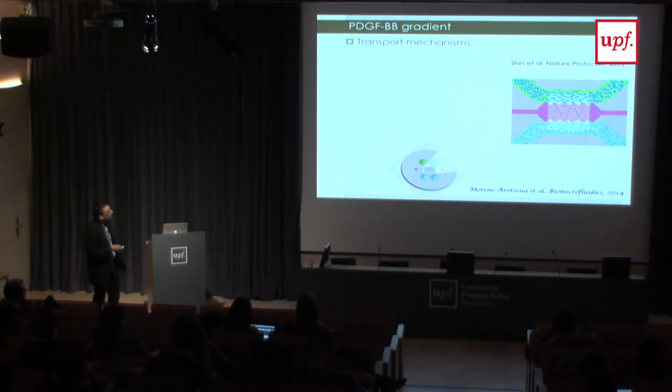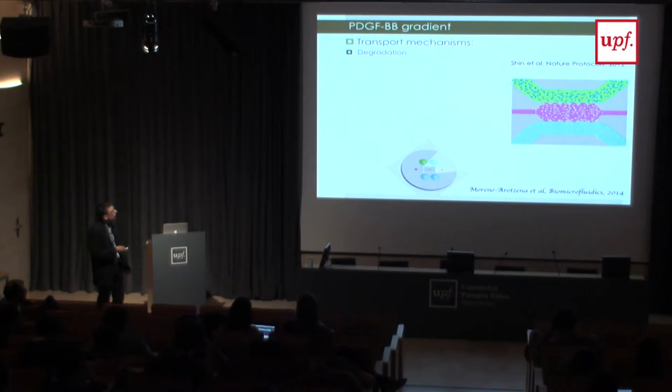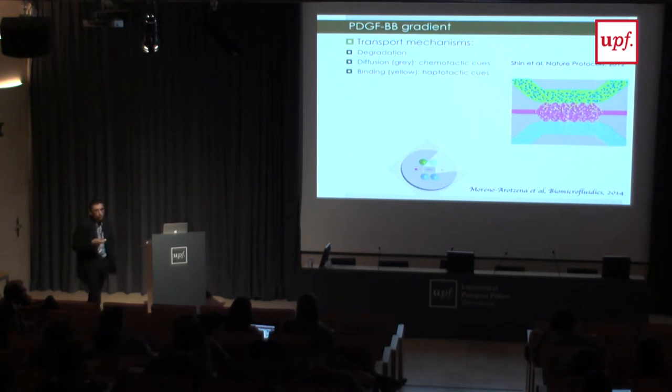Normally what we observe is that a part of this factor is degraded, so in contact with oxygen it is degraded. We have to quantify this, and that is not easy. There is diffusion, indicated in gray color, and later you see a yellow part of the factor because it is bound to the matrix. So it is very difficult to validate this and to understand how the gradient is formed and what the time is to achieve a stable gradient.